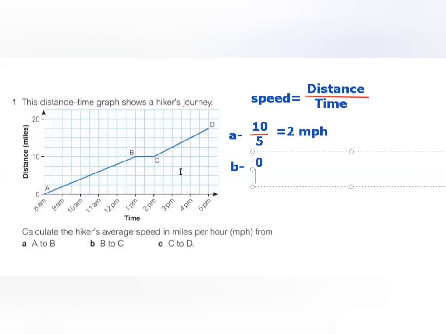And the time, we can find it like this. This is the time from 1 p.m. till 2 p.m. So it's 1 hour. So it's going to be divided by 1. Now, 0 divide 1, and the answer will be, very good, 0. So the speed is 0 miles per hour. Good. Now, the last one, which is C, here, from point C to point D.